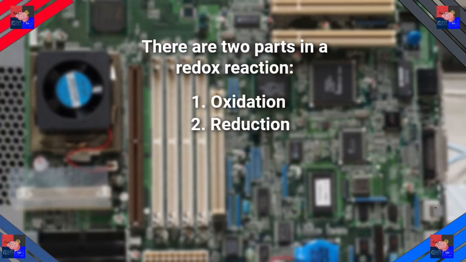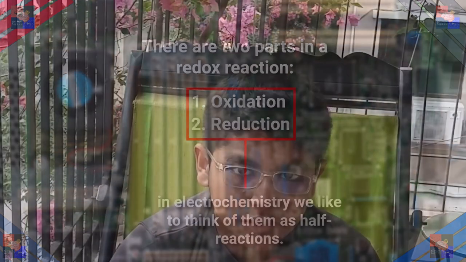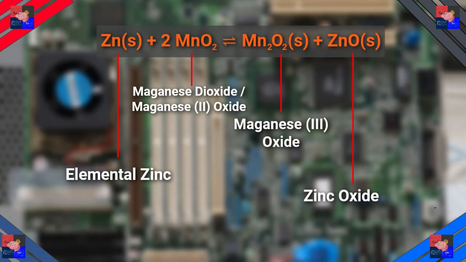There are two parts in a redox reaction, an oxidation and a reduction. Now, in electrochemistry, we like to think of reactions as half reactions. Let's first look at an alkaline battery to see more of what goes on in a battery. In here, the elemental zinc mixes with manganese dioxide to form manganese(III) oxide and zinc oxide.